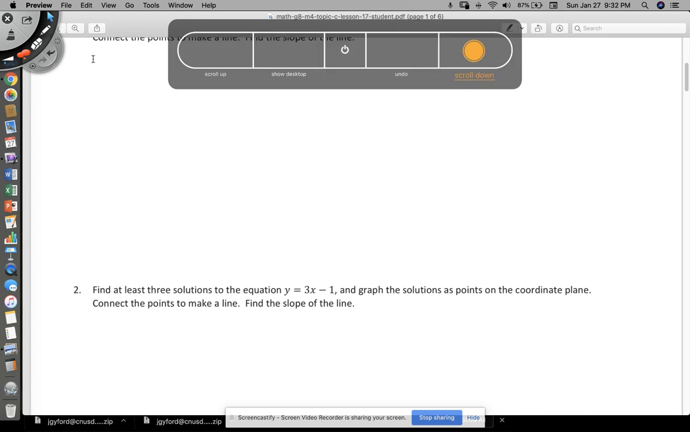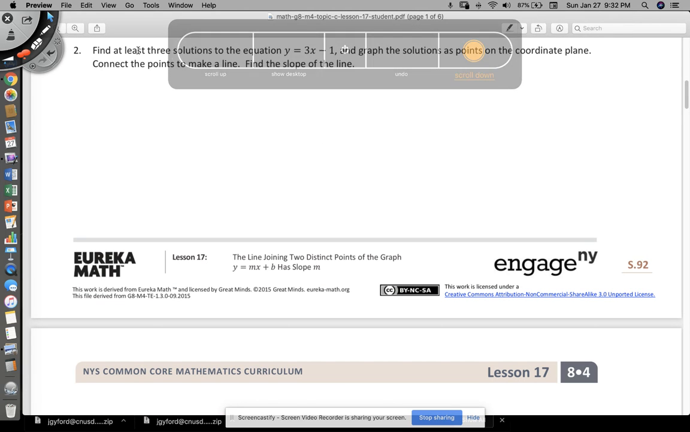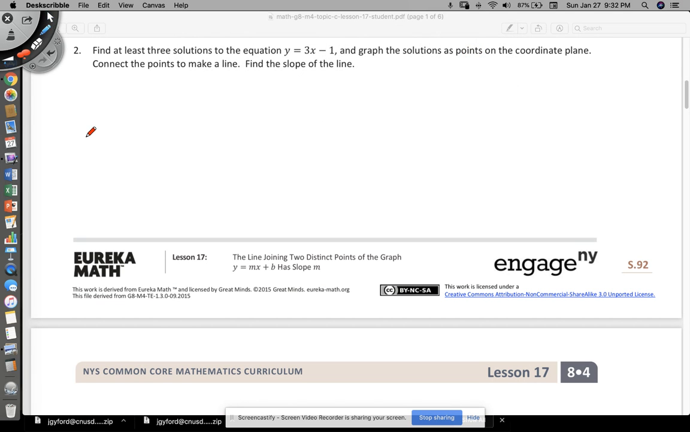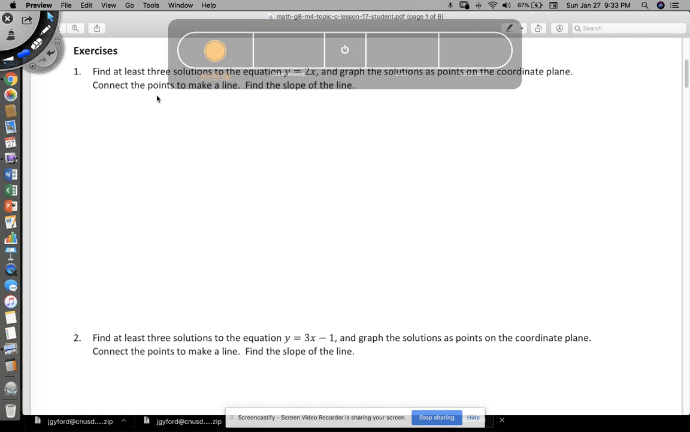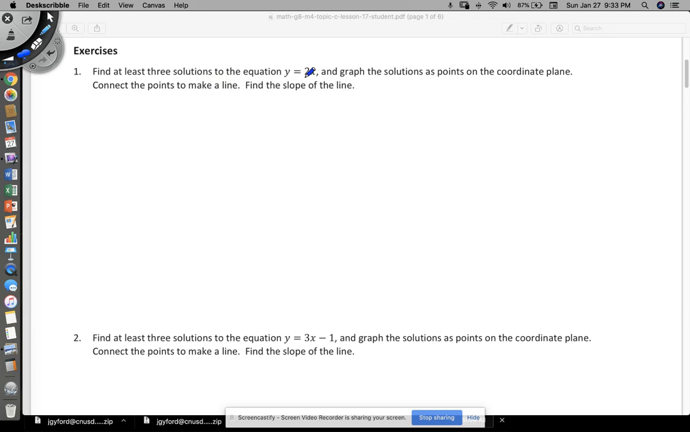I'm going to go ahead and bring this up. Find at least 3 solutions for this equation here. All right, so we have y equals 3x minus 1. And again, we're going to go ahead and graph this and find the slope of the line. Oh, I did not find the slope of the line on that last one. Let me go back up real quick. Oops, wrong direction. The slope of the line here is going to be 2.